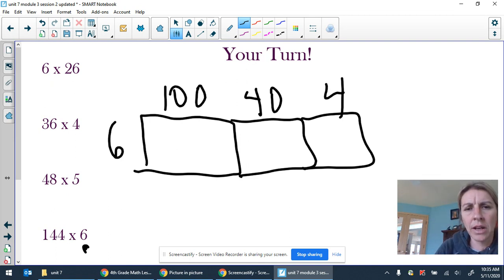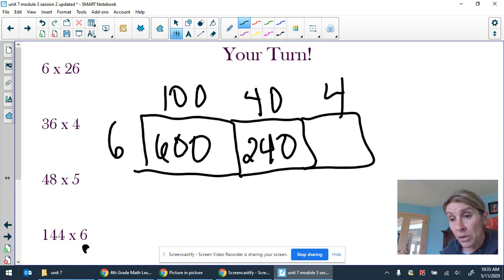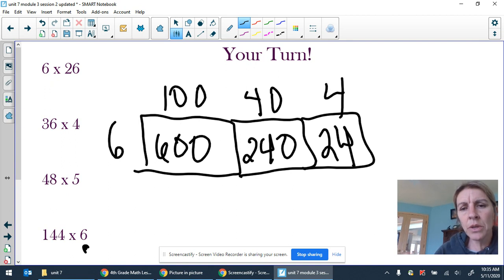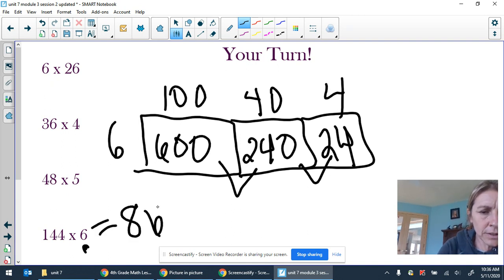So now let's get the products from each. 6 times 100 is 600. 6 times 40 is 24 tens, also known as 240. And then 6 times 4, even if you did 6 times 2, got 12 and doubled it, the answer is 24. When you add all these partial products together, 600 plus 240 is 840, plus this last 24. 840 plus 20 is 860, plus 4 more, 864.